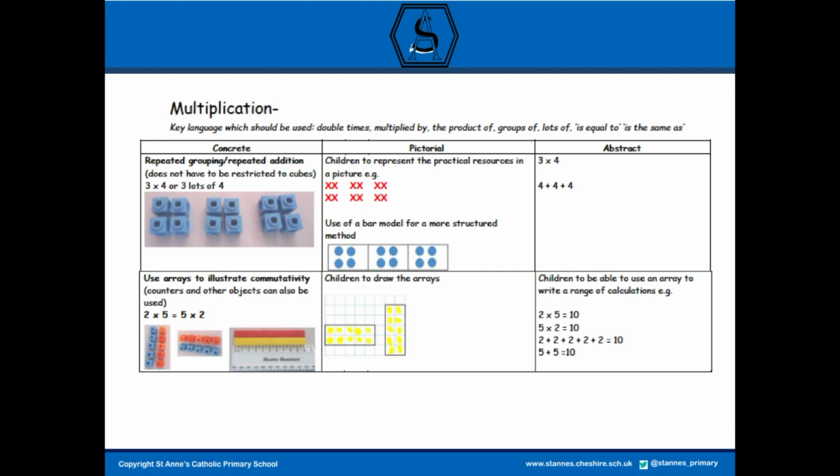The children then move on to drawing the arrays themselves in their maths book, so they can just draw their dots on their maths square paper. They can help them to solve multiplication problems.